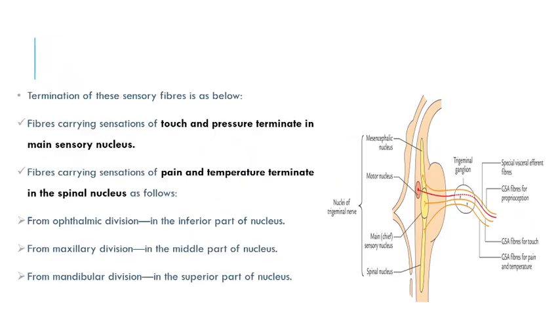Now the termination of these sensory fibers is as below. Fibers carrying sensation of touch and pressure terminate in the main sensory nucleus here. And the fibers carrying pain and temperature terminate in the spinal nucleus. And it divides as follows: from the ophthalmic division in the inferior part of the nucleus, from the maxillary division in the middle part of the nucleus, and from the mandibular division in the superior part of the nucleus.